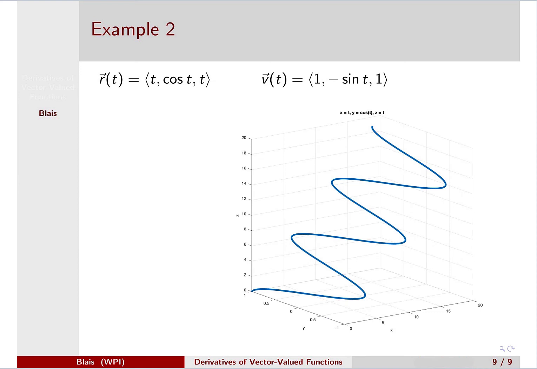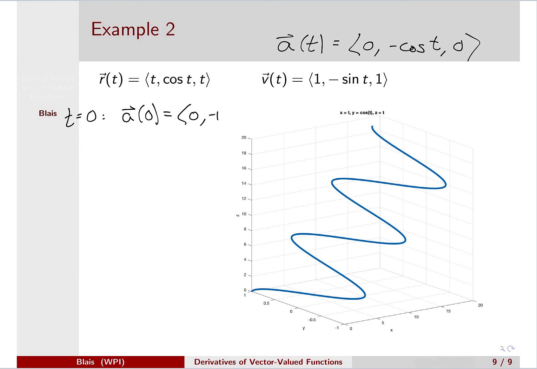If we look at another example, back to our example that was this kind of slithery path, if we calculate the acceleration vector, we see that we get a of t is 0, minus cosine of t, 0. And if we checked, say, at time 0, we would have the acceleration vector being 0, minus 1, 0, which would be this vector pointing this way. All right, it would be minus j.